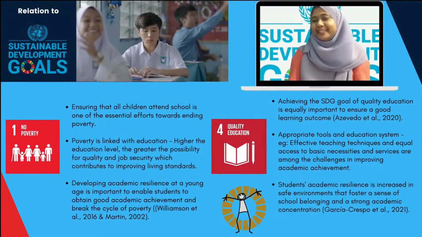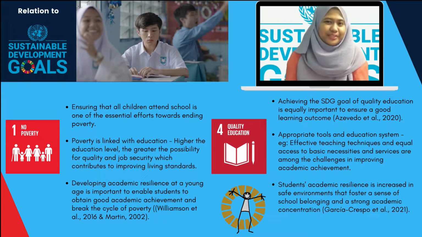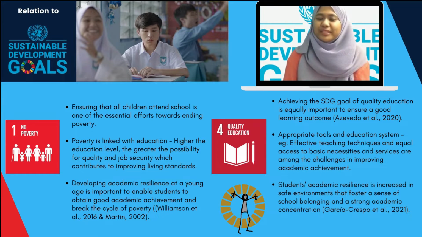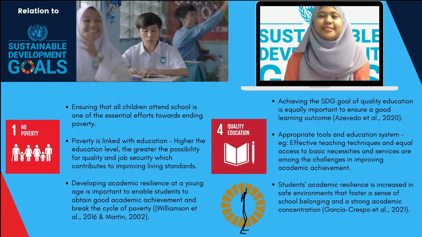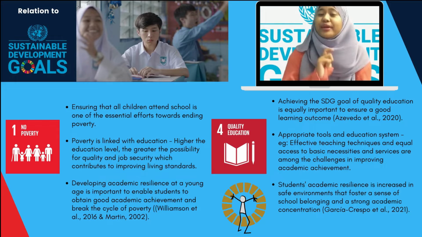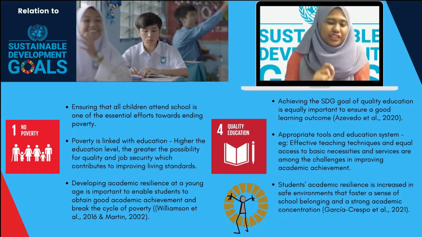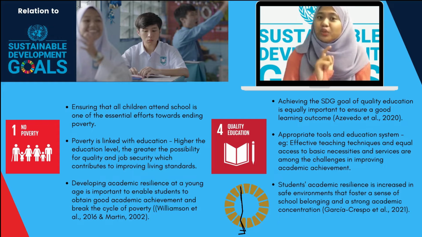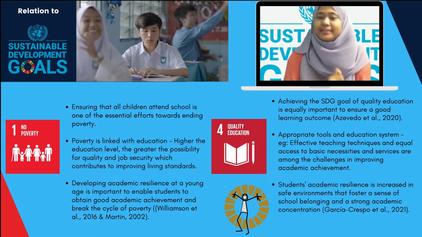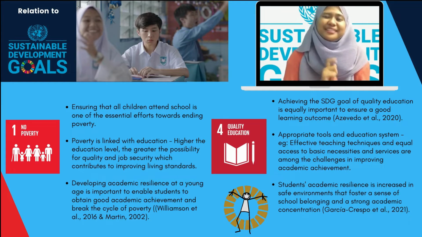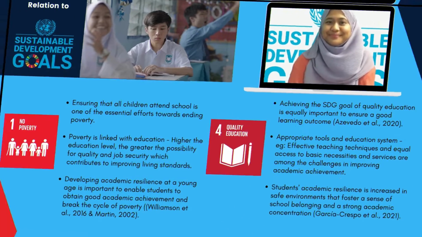Okay, first, let's see. What is the relation to SDG? One way to fight poverty is to make sure that all children attend school and also have access to quality education. Academic resilience at this young age is very important to ensure that children can excel in study so that they can break the cycle of poverty.